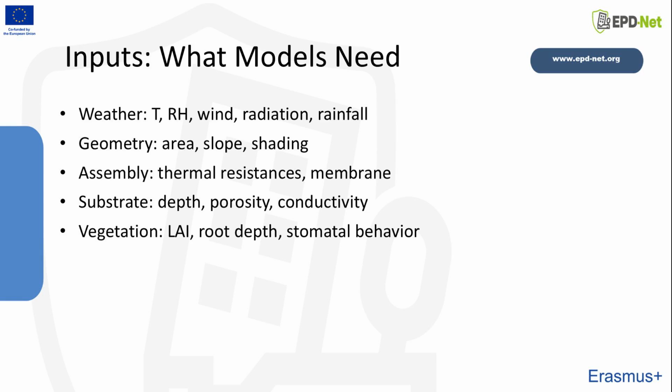Inputs are where models quietly succeed or fail. You need weather data that include temperature, humidity, wind, radiation, and rainfall. For hydrology, rainfall intensity and temporal resolution are critical. Geometry matters: roof area, slope, and shading. The roof assembly needs layer thicknesses and thermal resistances, plus moisture properties when hygrothermal behavior matters.